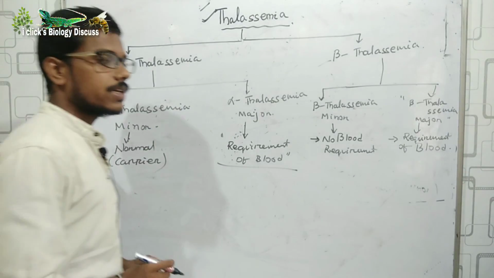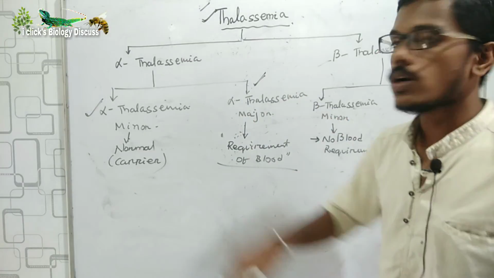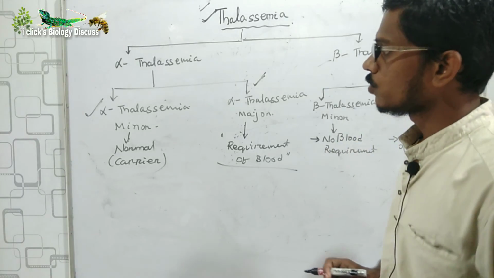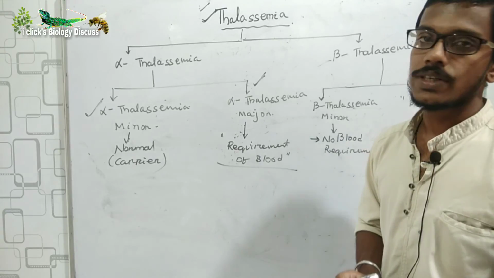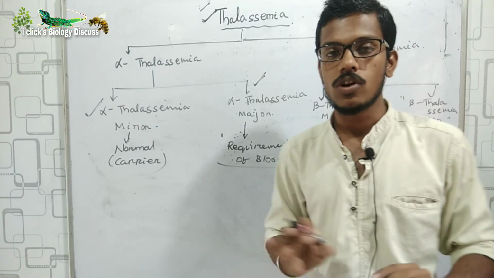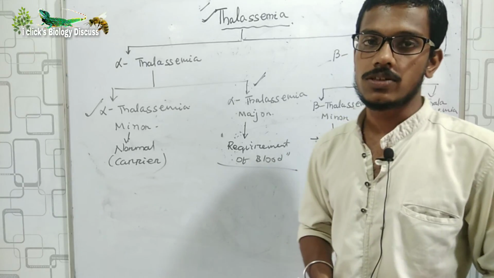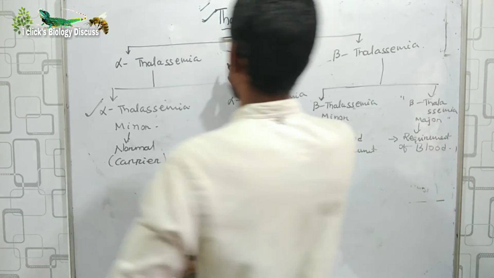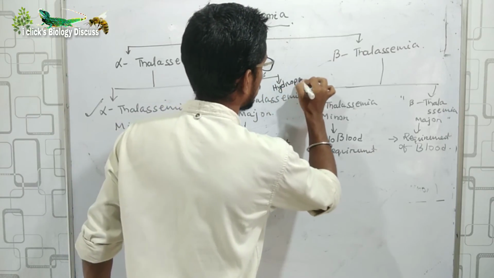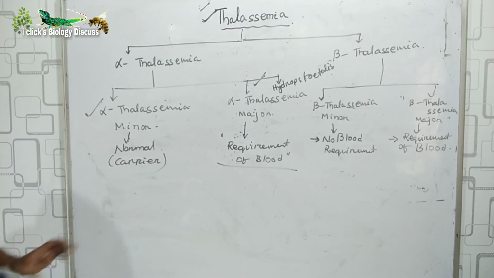In case of hydrops fatalis, that is due to no synthesis of the alpha globin chain. There will be no synthesis of alpha globin chain, so it will lead to the death of that fetus, not person. That fetus will not be able to survive. Before birth, that will lead to death of that individual. That is hydrops fatalis. So these are the different types of thalassemia.